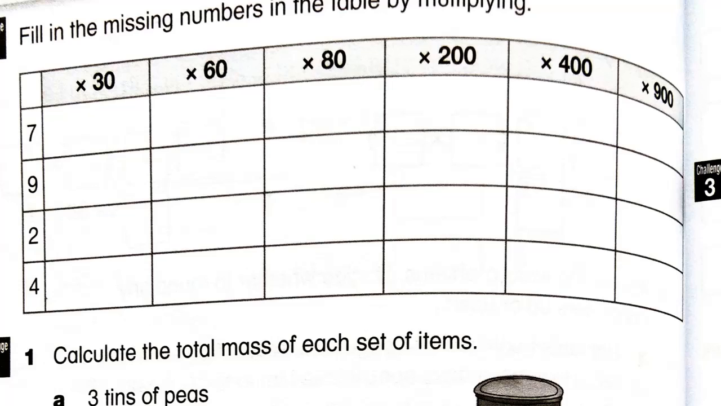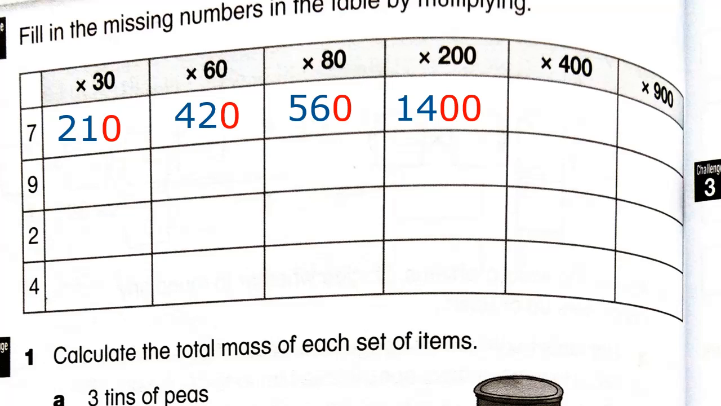And as we just said, we're just going to multiply 7 by 3, which is 21, and add the 0, that's 210. 7 by 6, which is 42, so 420. 7 by 8 is 56, so 560. 7 by 200 is 1,400. 7 by 400 is 2,800. 7 by 900, multiply 7 by 9, that's 63, so 6,300.